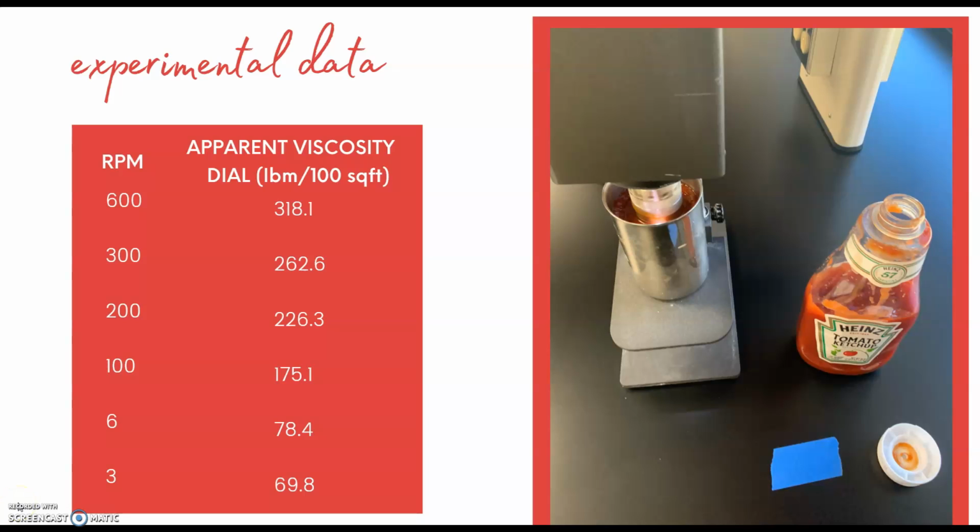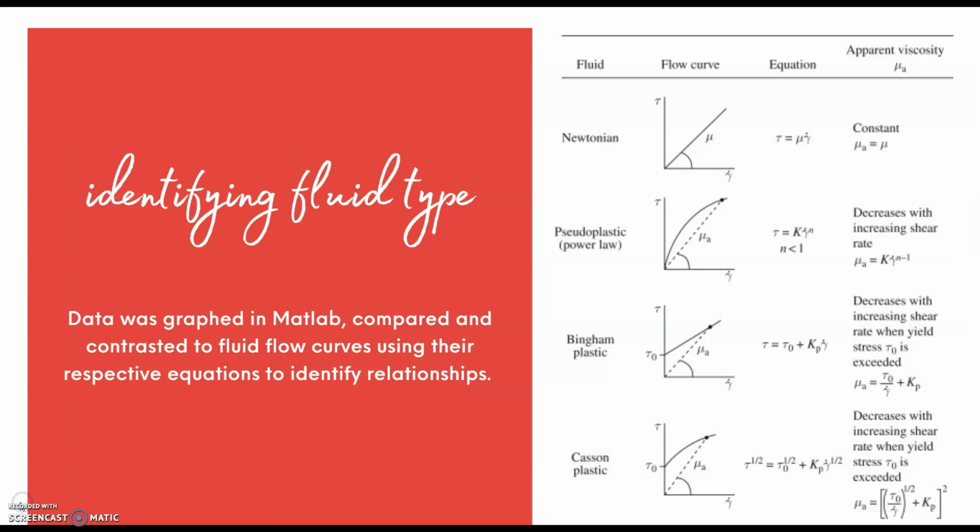Here's the result of the readings at 600, 300, 200, 100, 6, and 3 RPMs. The output provided us with apparent viscosity in units of pound mass per 100 square feet. Once again, on the right side of your screen, you can observe the viscometer in use. We can analyze the data in the previous slide by comparing the flow regimes with common fluid flow models. In all of these equations, tau represents the shear stress, while gamma represents the shear rate.